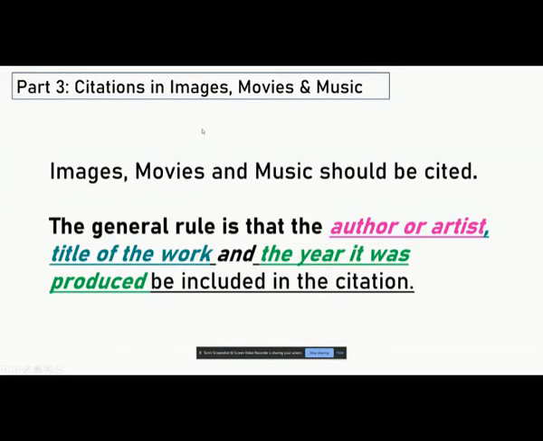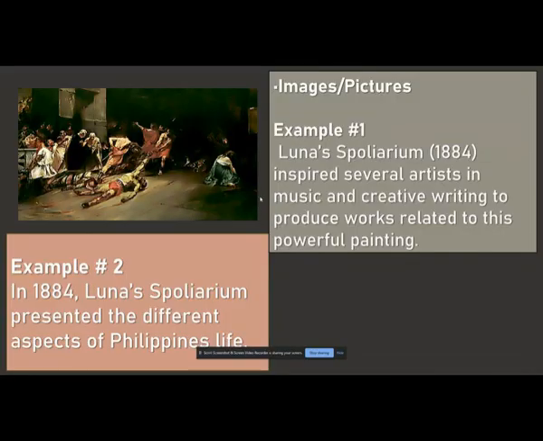Okay, so the next thing is when you use images, movies, and music as citation in your research, because some of the journals use images, movies, and music, no? Or even in articles, they're using these images and movies and music. It's not proper that you only cite the name of the author and that's it. So there are general rules that the author and artist or title of the work must be included in the citation. Now, here is an example of one Lunas Polarium in 1884.